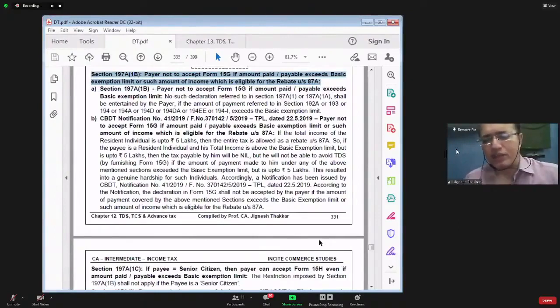Now, for example, let me change the amount. An FD kept with the bank is for 1 crore and the bank is paying say 8% interest, that is 8 lakhs. Sarvana is submitting form number 15H. Will the bank accept form number 15H and stop deducting TDS? Answer is yes.